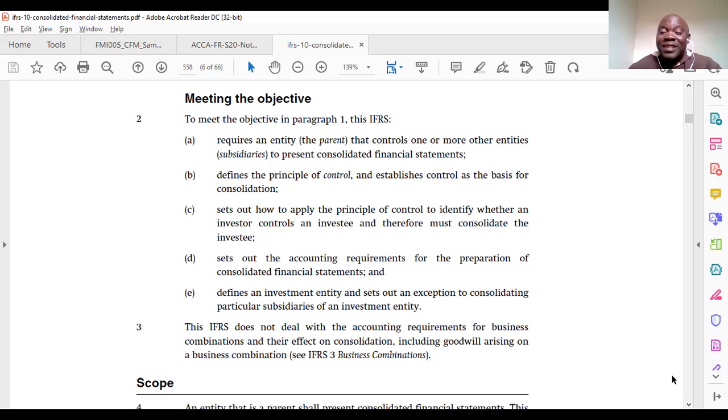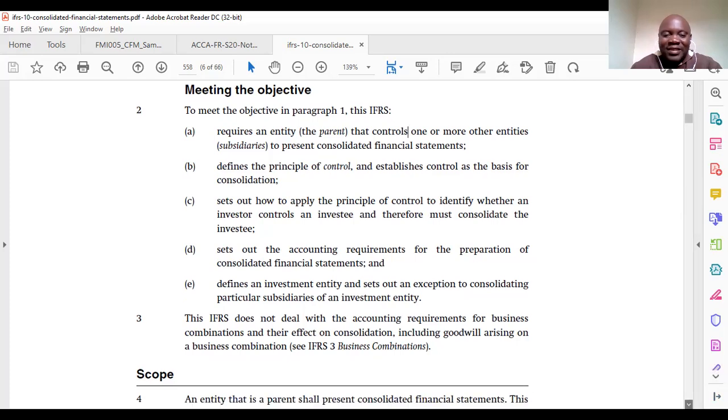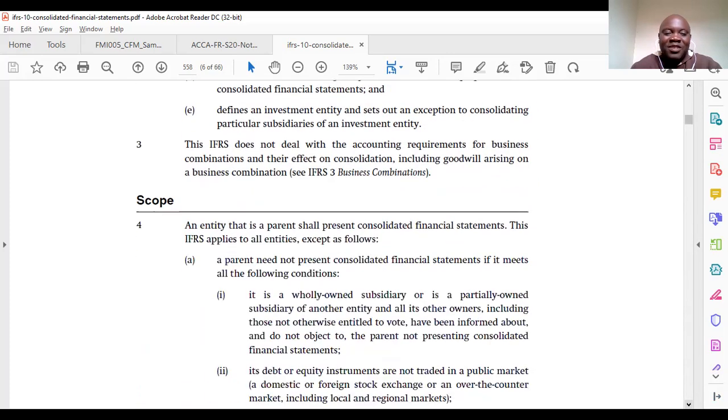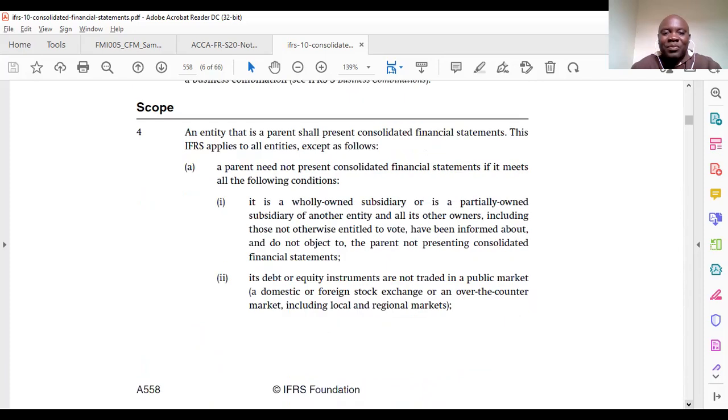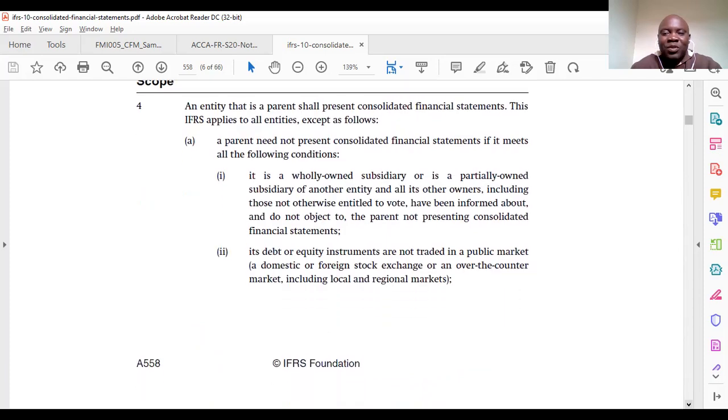The moment you get to understand these rules, then it becomes easier for you to perform any complex consolidation question that you may actually face in the exam. Fifth, it defines an investment entity and sets an exception to consolidating particular subsidiaries of an investment entity. So there is basically the scope. You have this document, you just need to read in depth.